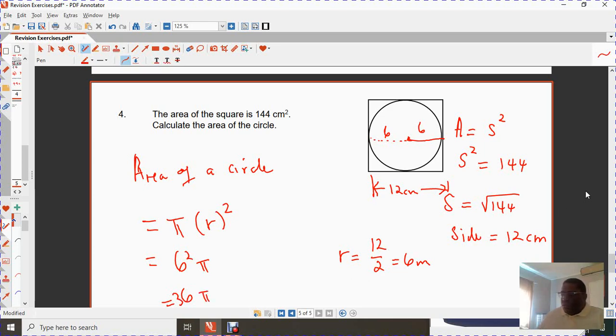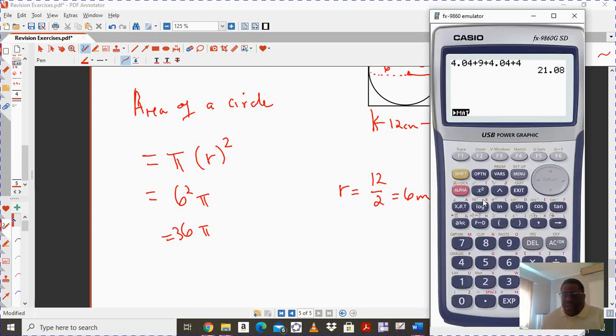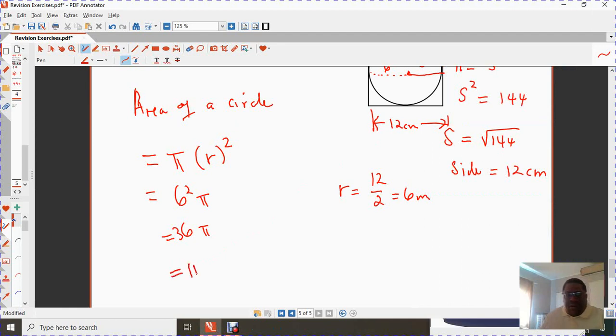You can actually go ahead and give this answer perhaps to 3 significant figures, because pi is an irrational number. So I'm going to have 36 shift pi, and I have about 113.09 and so on. So it's about 113. This is the area, in square centimeters again. I say correct to 3 significant figures.